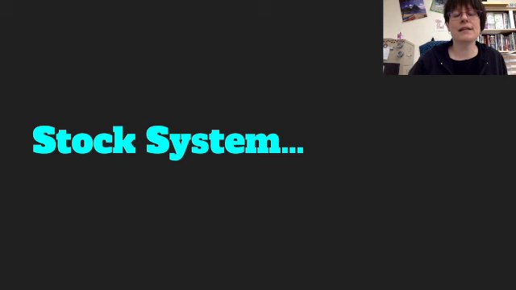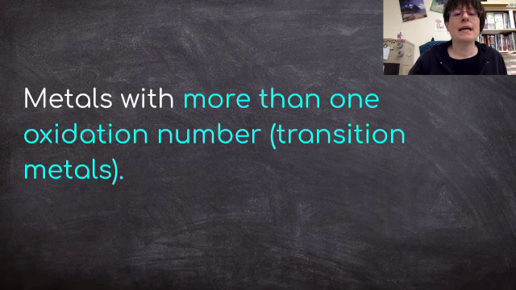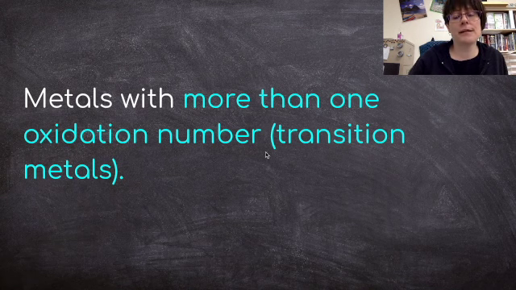Now let's take a look at the stock system. This is used when we have metals with more than one oxidation number, mainly the transition metals. So this is what we use when there's a transition metal.